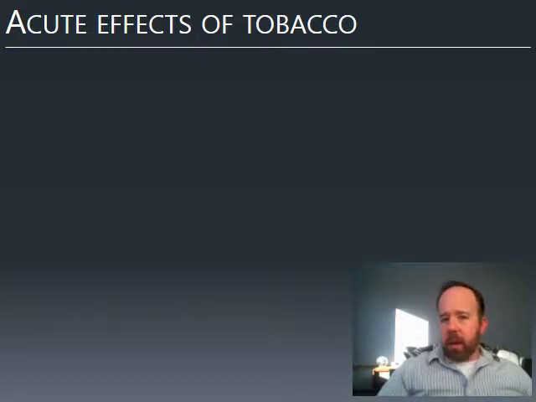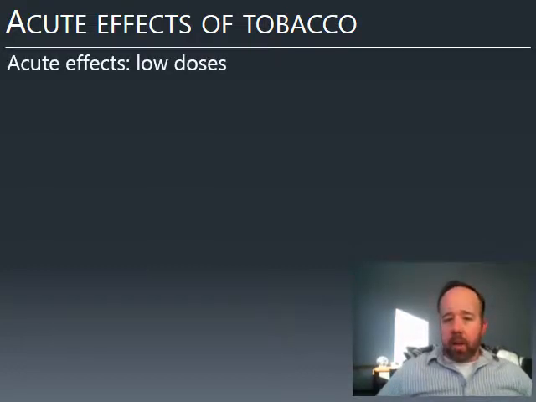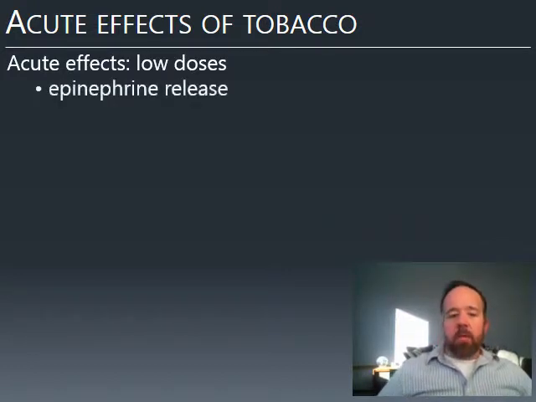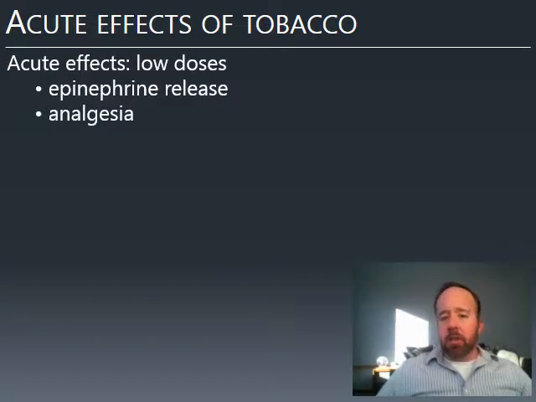So what are the effects of tobacco? So there are acute effects, and it depends on the dosage. And this is true of many drugs. But for example, epinephrine, also known as adrenaline, is released as a consequence of nicotine, of tobacco use. And so it is what's called a sympathomimetic. So it activates the sympathetic nervous system, which is why you get that sense of arousal. It also has analgesic effects, and this is one of the traditional medicinal uses. So you have lowered pain perception.